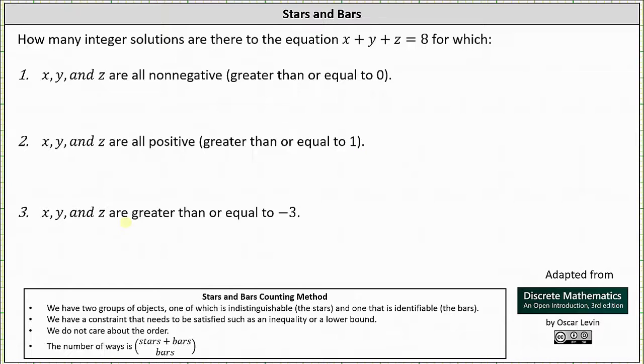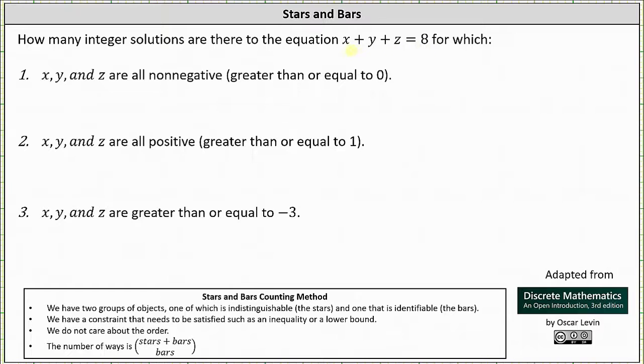For the first question, where x, y, and z are all non-negative, meaning greater than or equal to 0, the number of integer solutions of x plus y plus z equals 8 is the same as the number of ways we can distribute 8 identical balls into 3 containers, which we've done earlier.